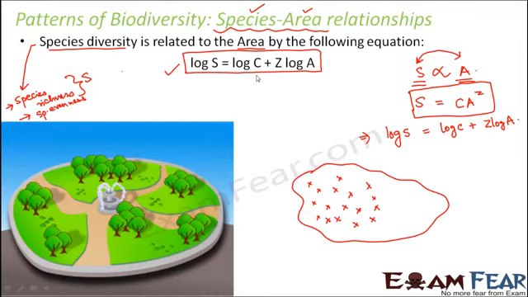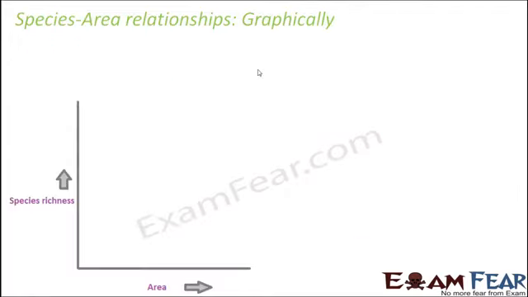Now, what is C here? Just now I said C is the constant. So C is a constant here. And what about Z? Now, we will try to understand what C and Z are, and their significance in this equation, with the help of a graph, so that the graph will help you to understand it better. So let us try to understand the species-area relationship graphically.